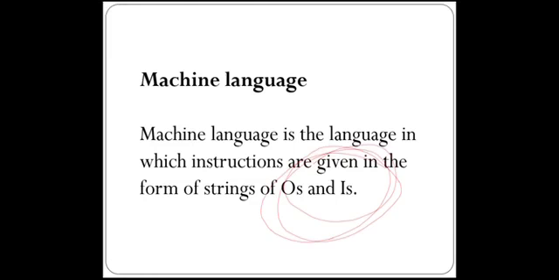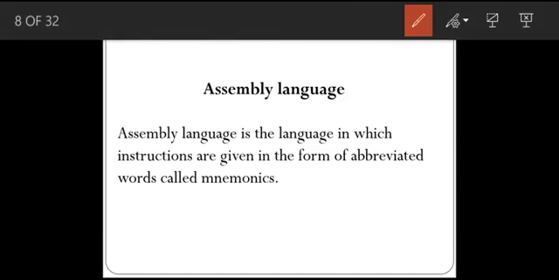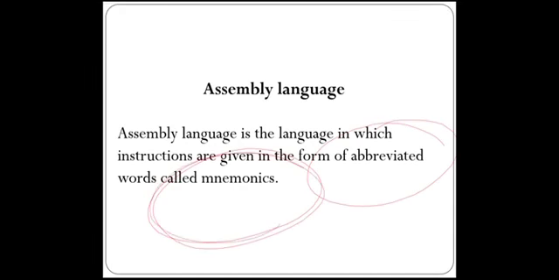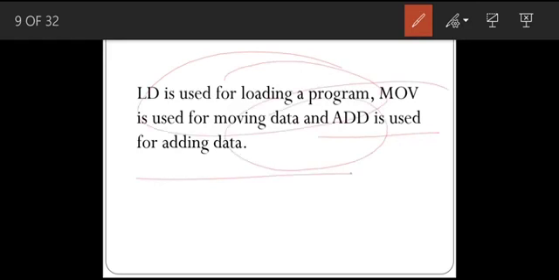See this: 101000101. This is actually a machine language code and it is very difficult to understand. So another low-level language which is better than machine language is assembly language. Here instructions are given in the form of abbreviated words called mnemonics, such as short forms. For example, LD is for loading a program, MOV is for moving data, ADD is for adding data. Instead of 0 and 1, mnemonics are used in assembly language.